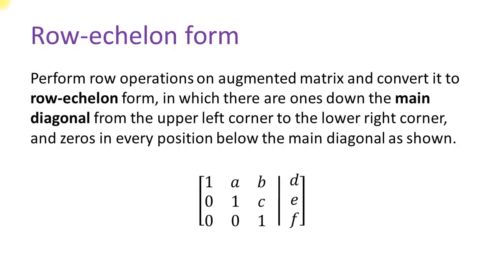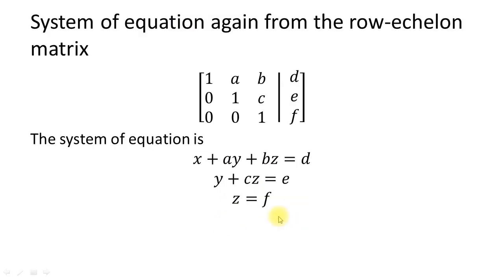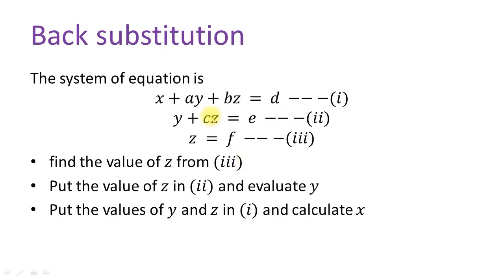And at the second stage, convert this augmented matrix to the row echelon form by performing row operations. And when we obtain the row echelon form, then write this matrix again in equation form, and you will get equation number 1, equation number 2, and equation number 3 from the row echelon matrix. And using back substitution, first of all, find the value of z from the last equation number 3, and then putting this value of z in equation number 2, we obtain the value of y, and then putting the values of y and z in the first equation, we will obtain the value of x.